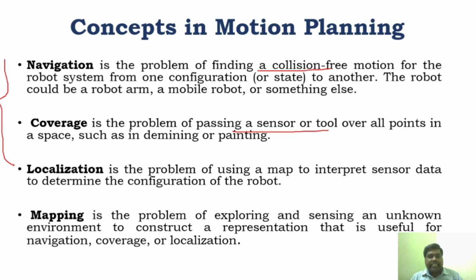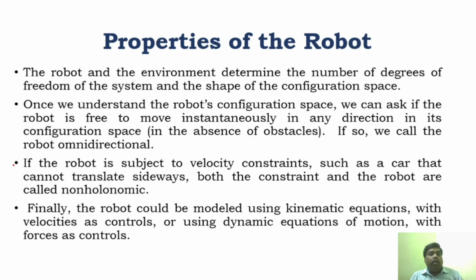Okay, and now we'll see about the properties of the robot. You only need to understand 2 properties, that is 2 different types of robots, right? As I said before, for motion planning, the robot application and implementation is very important, right? The environment where it is implemented. If the robot is able to move in any direction without any restriction, that particular robot is an omnidirectional robot, right?